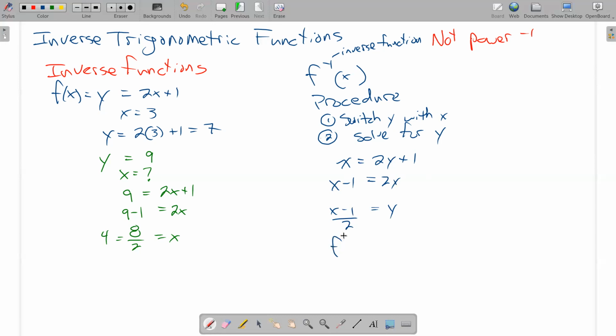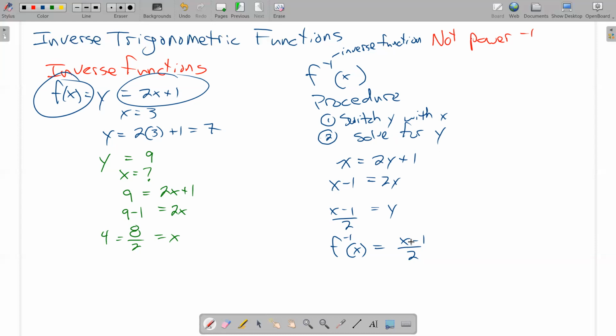So then I would claim if f of x is equal to 2x plus 1, then the inverse of f is equal to x minus 1 over 2. Now we could write that a different way, but I'm just going to leave it that way, just to get to the idea of inverse operation. So the opposite of addition is subtraction. The opposite of multiplication is division, and the inverse function has that.